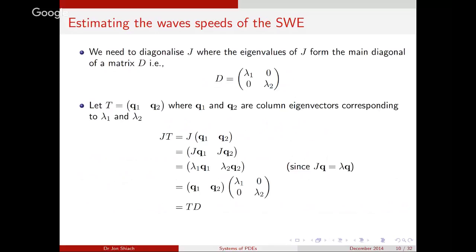Okay. Q1 and Q2 is my T transformation. This diagonal matrix here is my D matrix. If I remember, this is all equal to JT. So if I invert T and pre-multiply both sides, I get T inverse times J times T gives me a diagonal matrix. Doesn't matter what T is, it's a transformation. What does matter is a transformation like this applied to the Jacobian that will give me that diagonal matrix with the eigenvalues on the main diagonal.